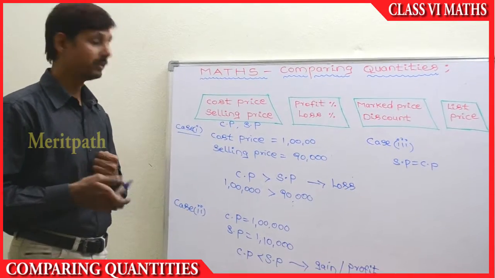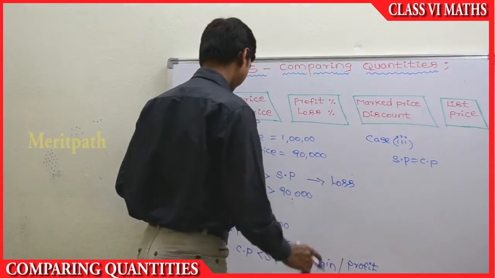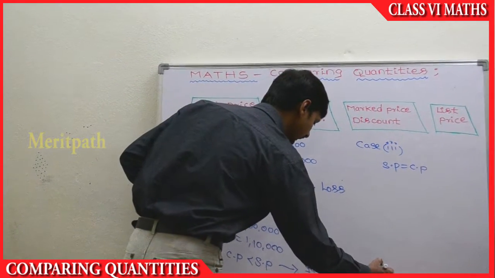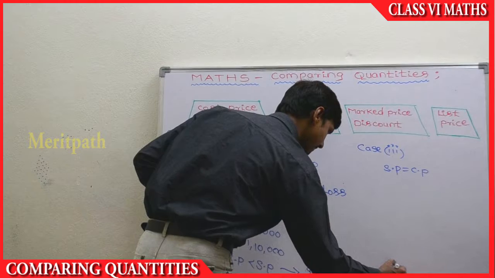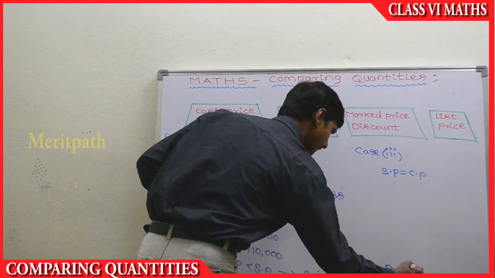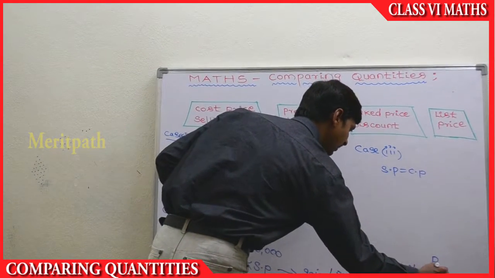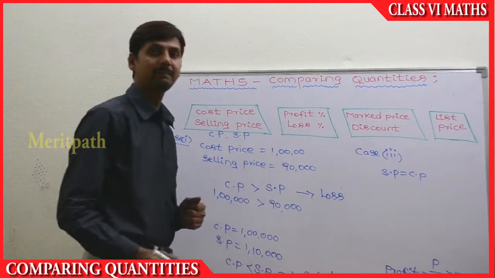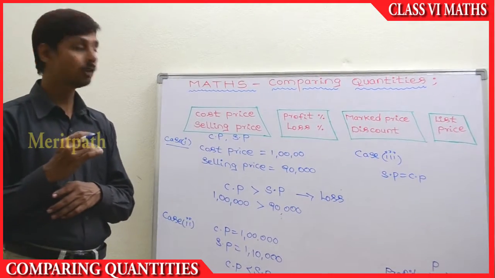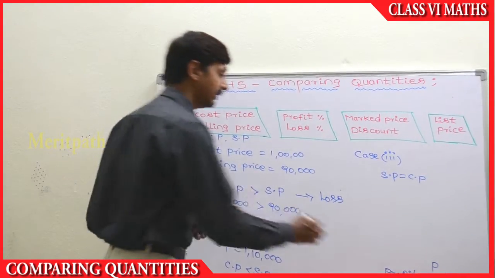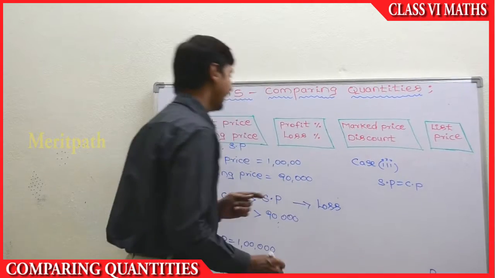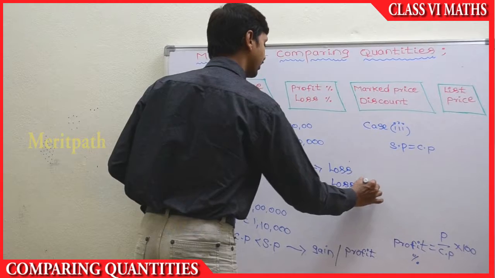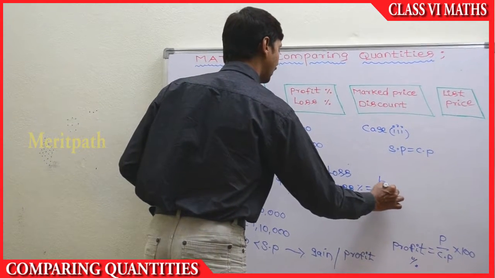So profit percent or loss percent. Profit percent is profit by CP into 100. We calculate out of CP: take the profit, divide it by CP, multiply by 100, and we'll get the profit percentage. So this is the profit percent. Gain percent is the same. Loss percent is equal to loss by CP into 100.